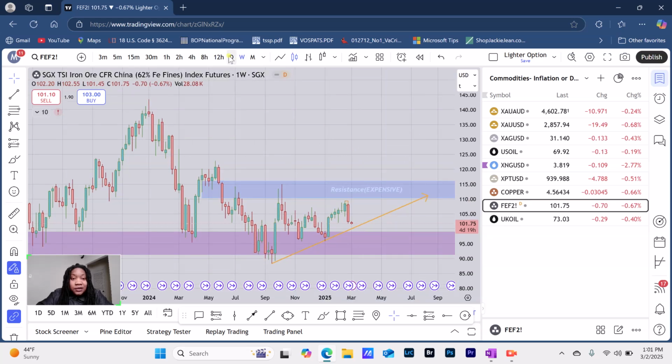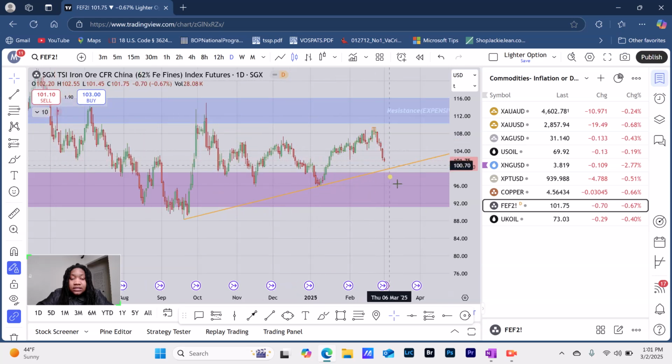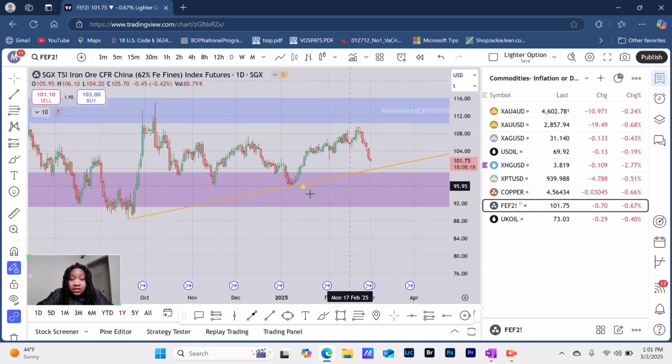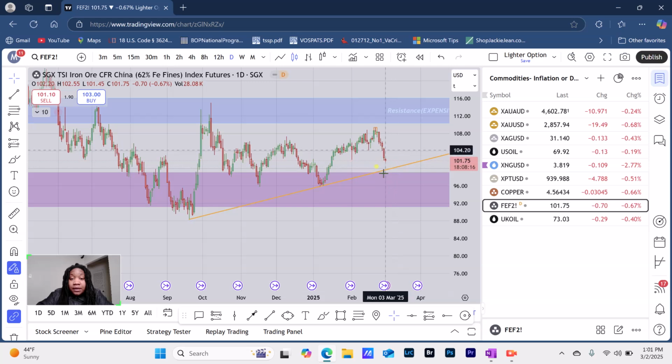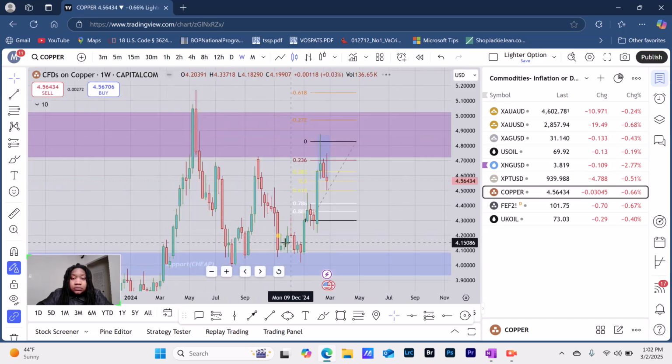So yeah, that's why Australia has been going down. Look how these prices are going down. There are things affecting it. It's supply. It's always about supply and demand here. So I'm going to keep an eye on this. Iron ore prices have been going down.